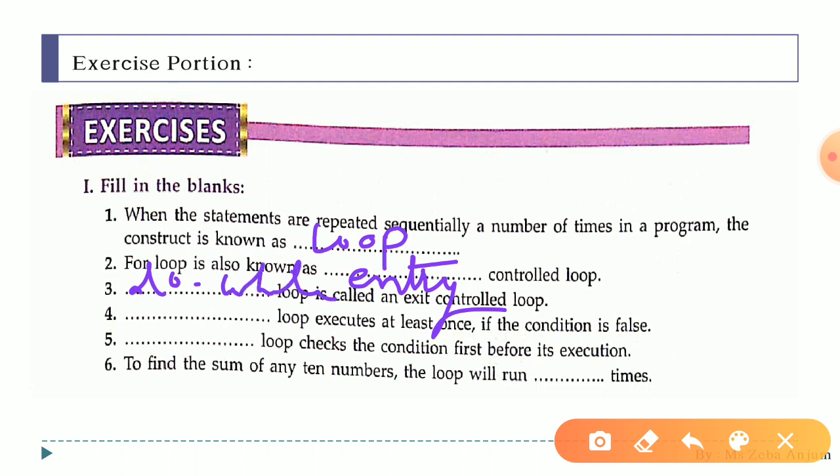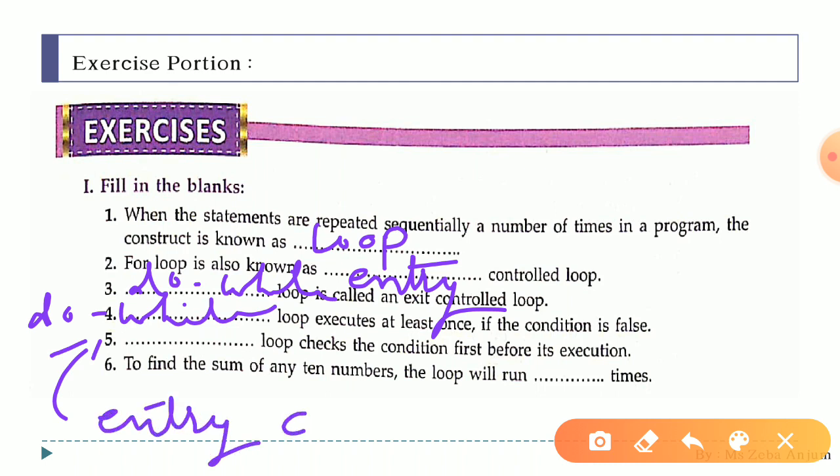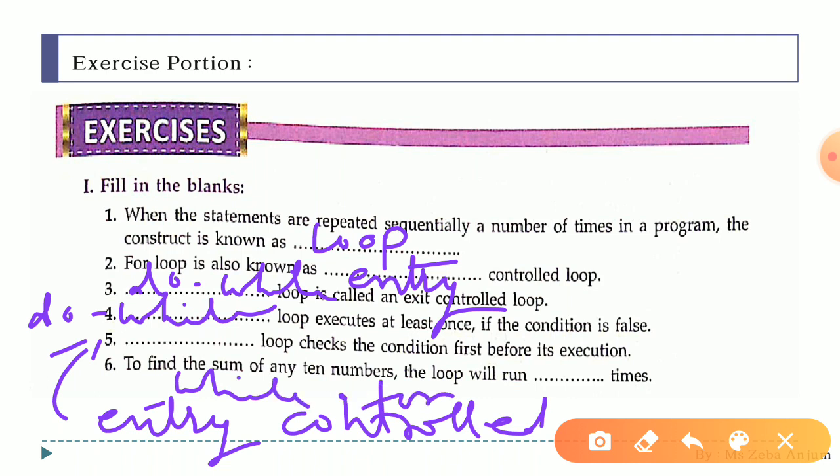For the fourth one, dash loop executes at least once if the condition is false. The answer is again do while. For the fifth one, dash loop checks the condition first before its execution. For this fifth one, you have to write down entry control loop. If you write down while loop, then also your answer will be right. If you write down the for loop, then also your answer will be right, because over here it says that it checks the condition first before its execution. So better to write down entry control loop over here.